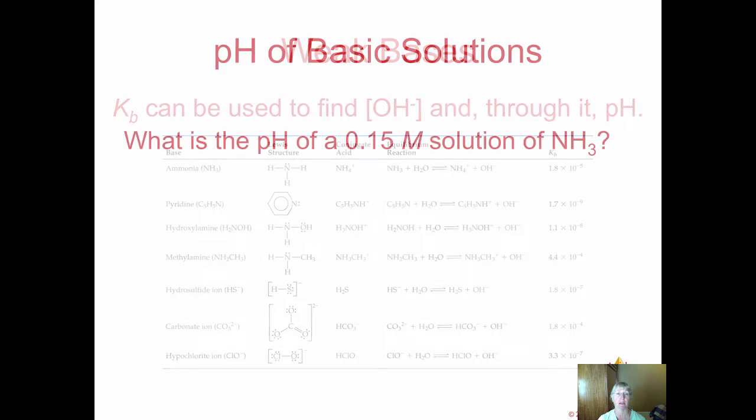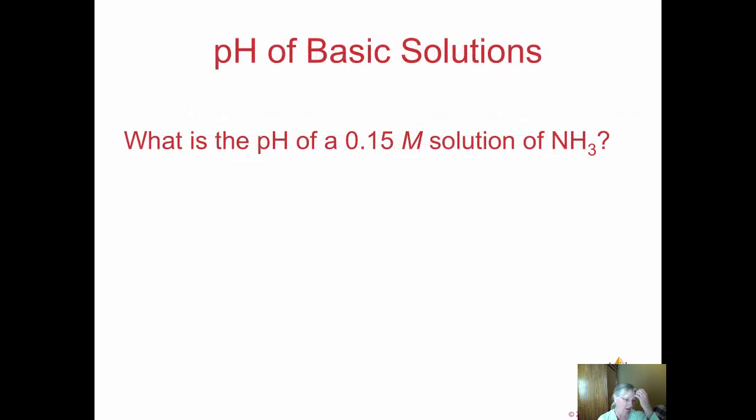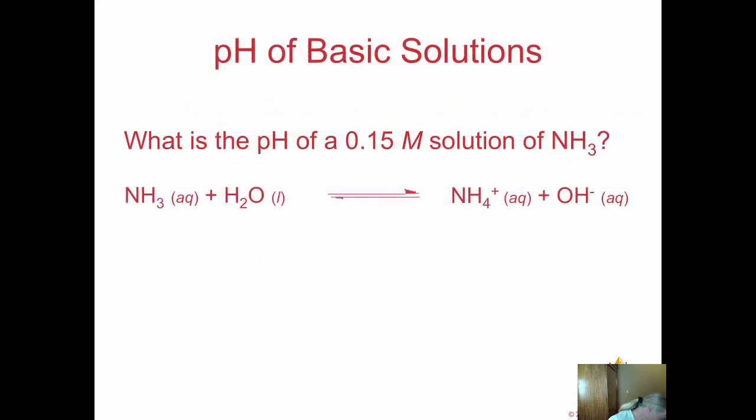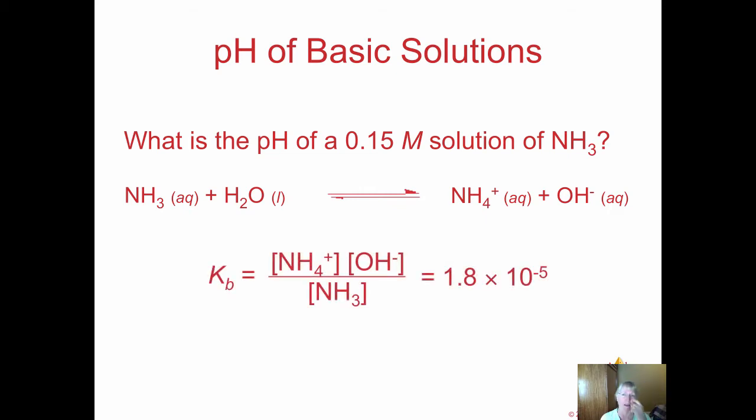Okay, now let's do an example problem. This is actually sample exercise 16.15, I think, but it's slightly different, and we'll show both problems here, what's embedded in the PowerPoint and what's in the textbook. So here's a 0.15 molar solution of ammonia. We write the equation, and we write the expression. And notice that we have ammonium and hydroxide as the products. Ammonia is the original reactant.